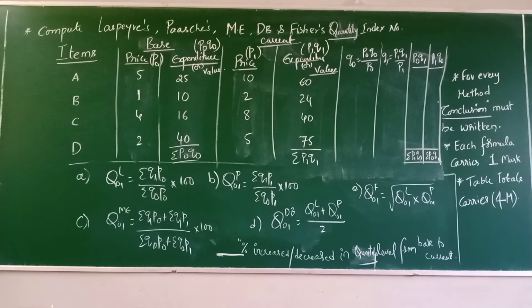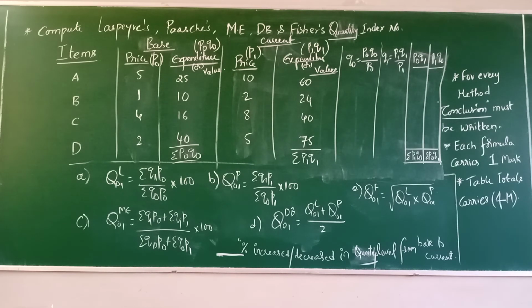So quantities are not given. In place of quantities only expenditures are given. So first and foremost, what we need to calculate? We need to calculate the quantities. See there, the base expenditure, that is P0 Q0, if you divide it by P0, P0 gets cancelled, you will be getting Q0. And then P1 Q1 by P1, if you do, P1 gets cancelled, you will be getting Q1. Clear? So this way, first make 2 columns, Q0 and Q1.